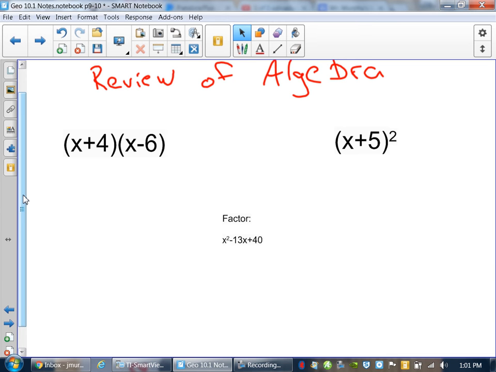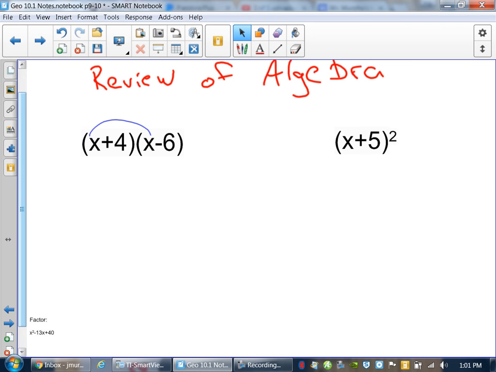So if you have the two binomials, x plus 4 and x minus 6, and you have to multiply that out, you just FOIL it. First, outside, inside, last. And write down what you're doing. Don't try and do it in your head. I'm asking a lot, I know.